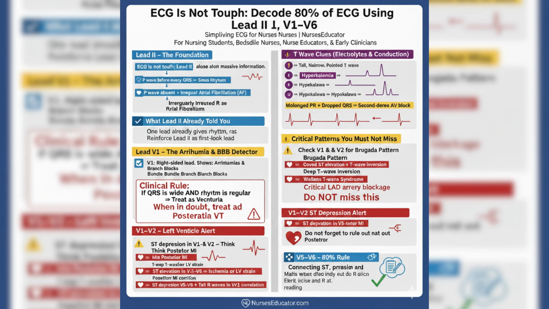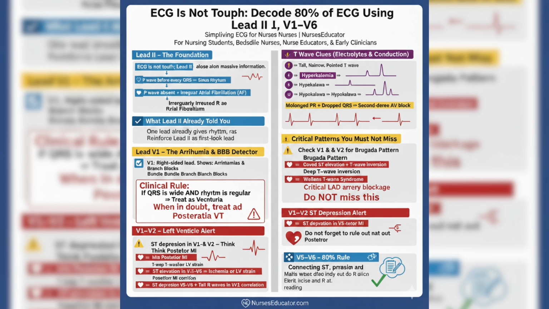Let me tell you something, ECG is not tough. It's actually very simple, if you know where to look. Start with lead 2. Lead 2 alone can tell you more than you think. If you see a P wave before every QRS complex, that is sinus rhythm.